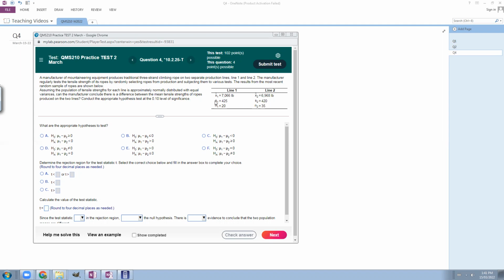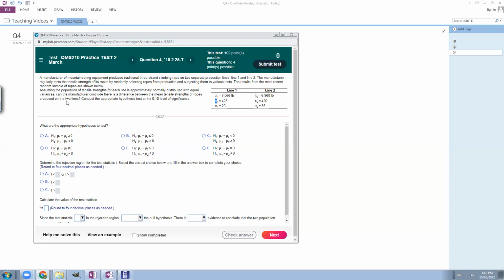Looking at this, the fact that we have sample standard deviations, S's instead of the sigmas, tells us that this is going to be a 2-sample t-test, not a z-test. Sigmas, Greek letter sigma, would indicate a population standard deviation, which would indicate a z-test. The fact that these are sample standard deviations indicates a t-test.